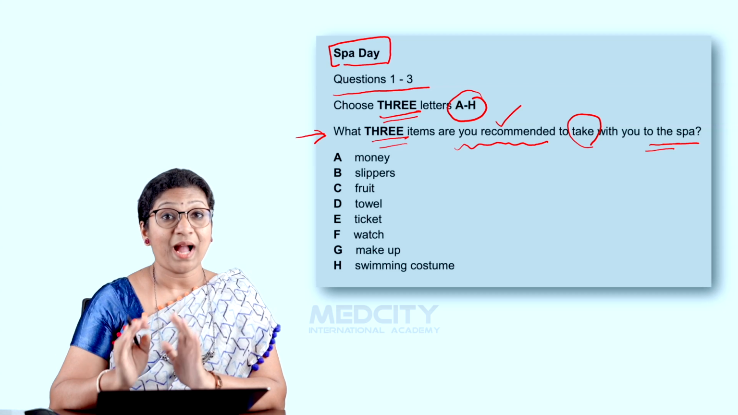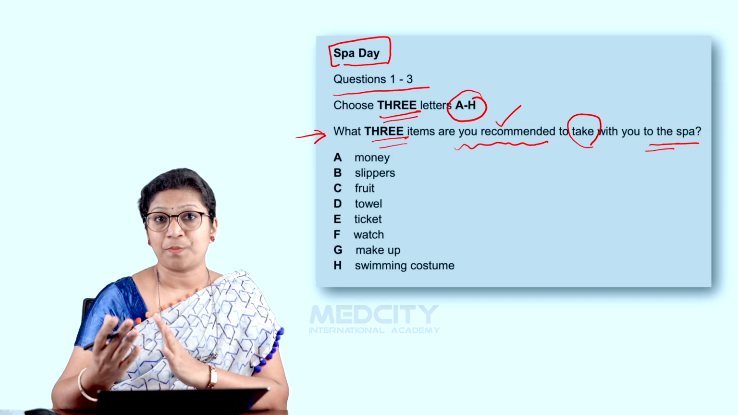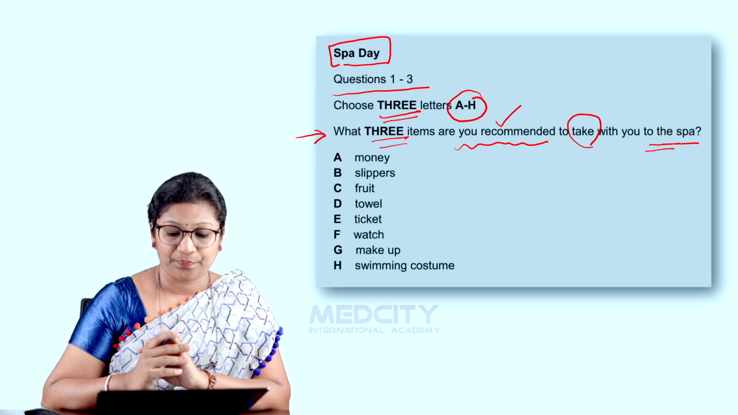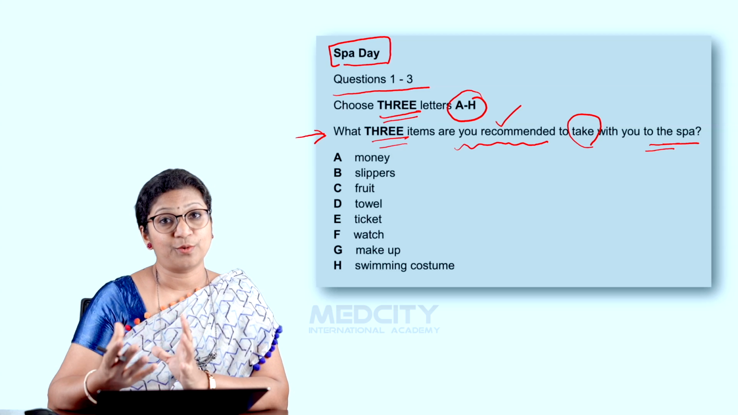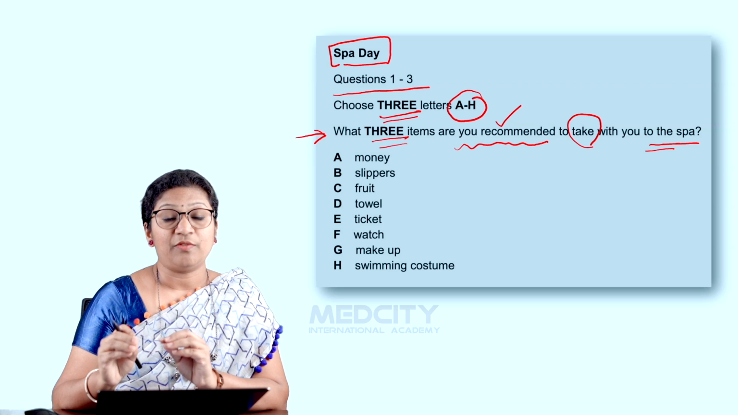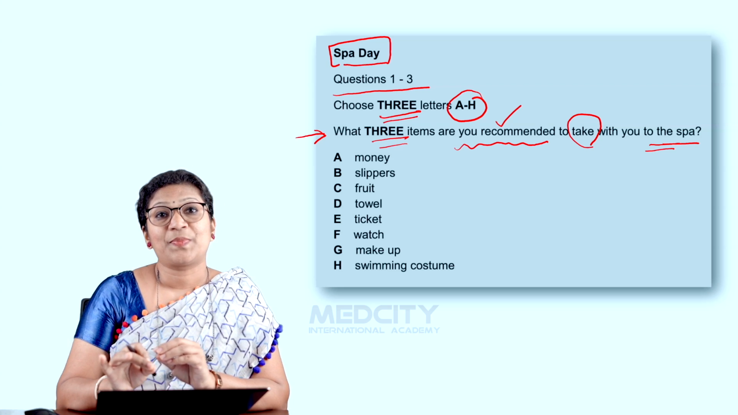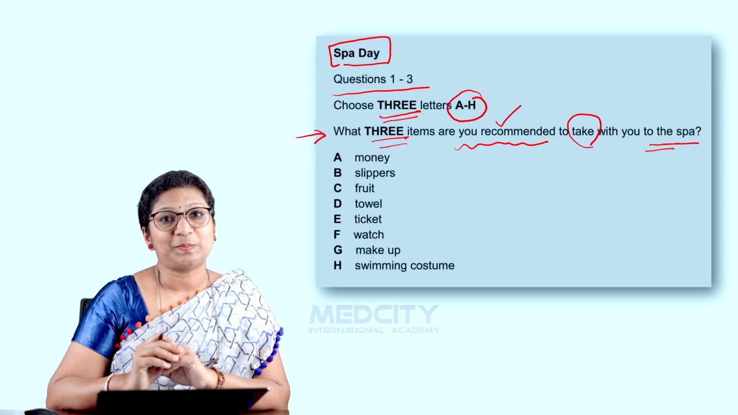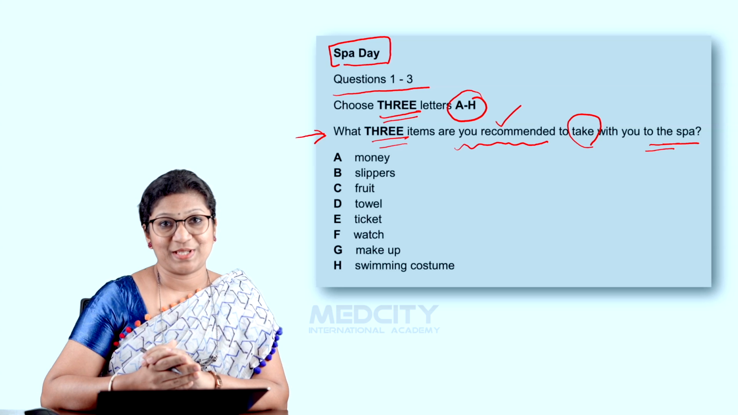Now, why is it important to identify these key terms? Because sometimes in a spa you are given certain things as a complementary item. For instance, you might be given fruit or fruits as a complementary item in the spa. But here we have to select items that a customer has to carry along with them to the spa. So you need to identify the key terms here.